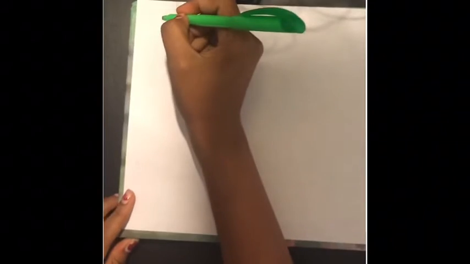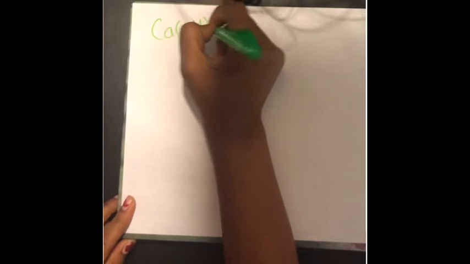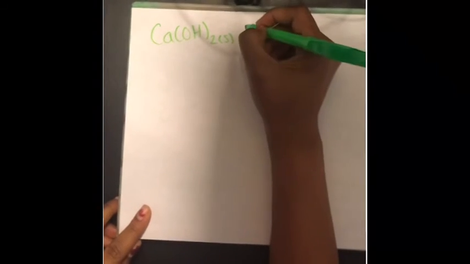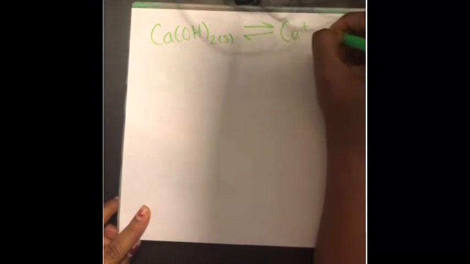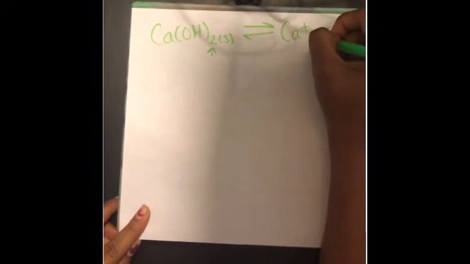We're going to start the problem by writing our reaction, which in this case would start with the reactant Ca(OH)2 solid. Since this is our only reactant, it's going to be at equilibrium with Ca2+ plus OH minus. Since there's a 2 here, you have to balance it by putting a 2 in front of the OH. Then we're going to write our K expression.